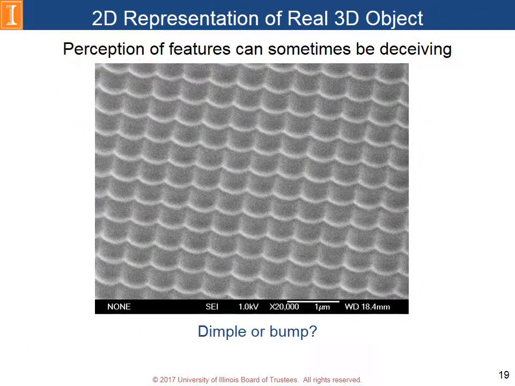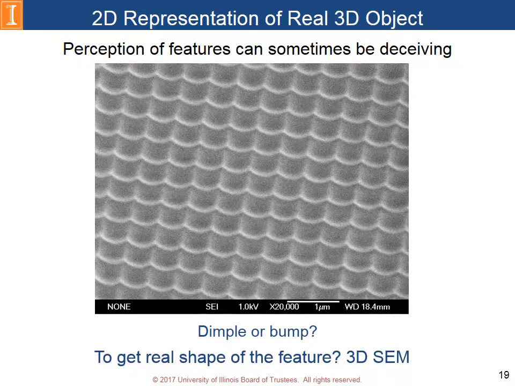While an SEM image appears to be three-dimensional, since it gives a very good three-dimensional impression of the feature, it actually contains no depth information. Therefore, it is two-dimensional, 2D. Sometimes the perception of the feature can be deceiving. Like the image shown here, it might be hard to tell whether these features are bumps or dimples. To get the real shape of the feature, we need 3D SEM.